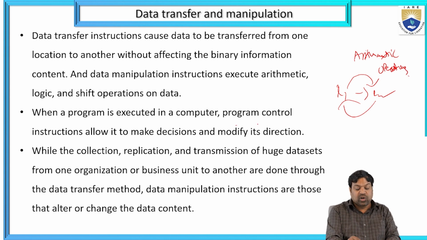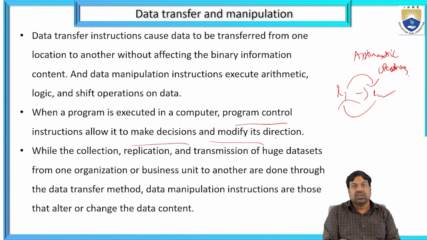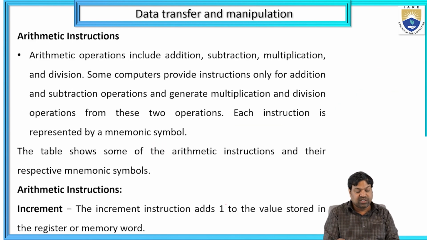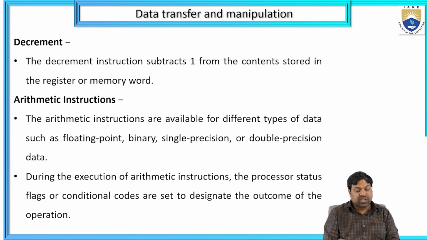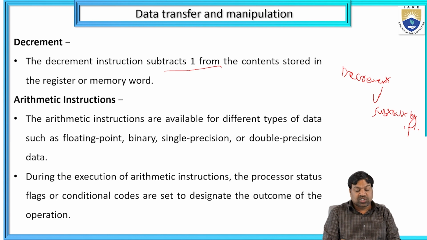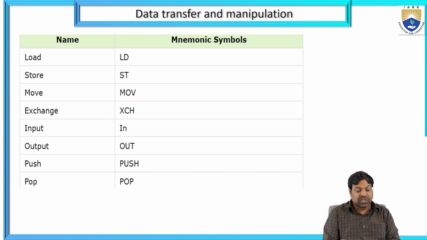When a program is executed, a computer program control instructions allow to make a decision and modify its direction, while collection, replication, and transmission of used datasets from one organization until another are done through the data transfer method. The data manipulation instructions alter the change of the data content. So decrement, we are value decrement, that is a subtracting value. Decrement is nothing but a subtracting. So the arithmetic instructions are also called the data manipulations.